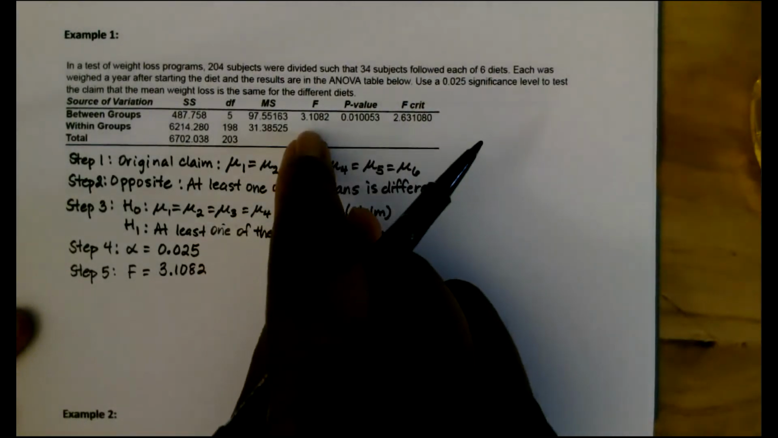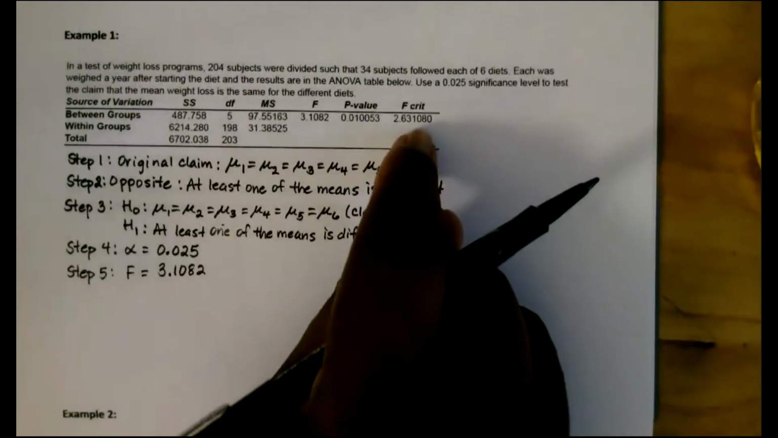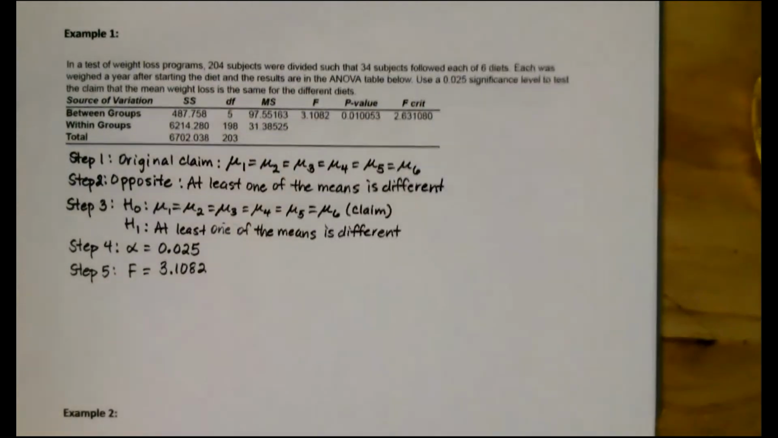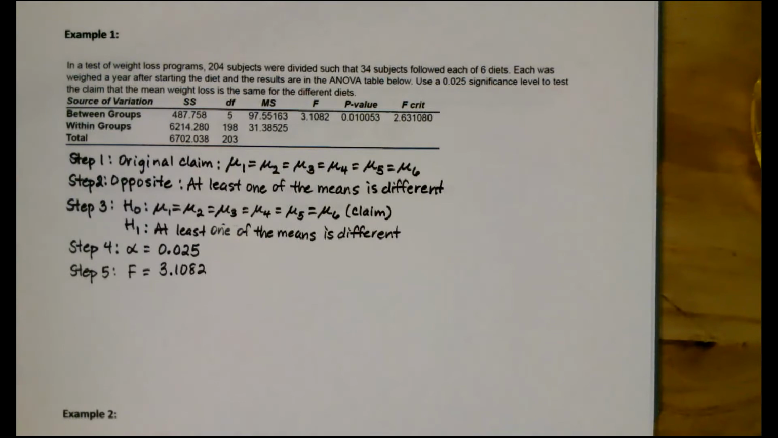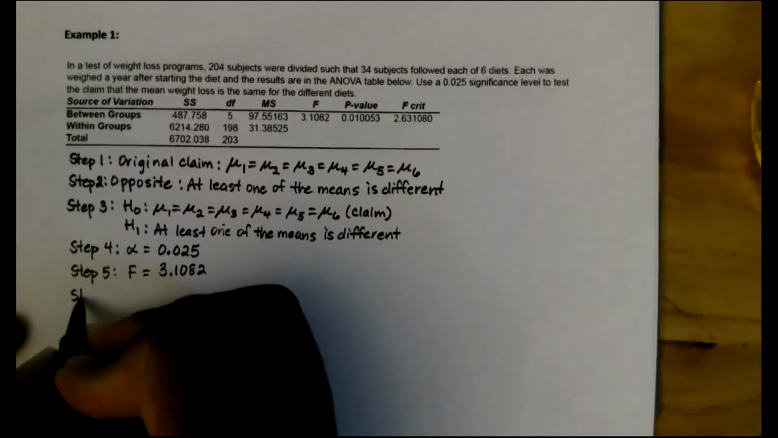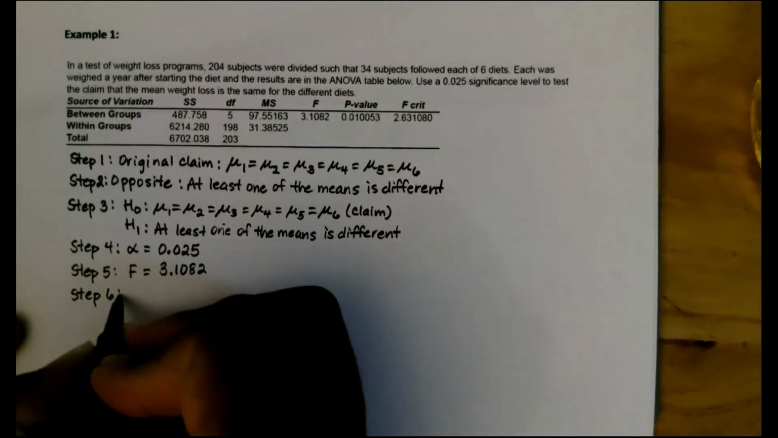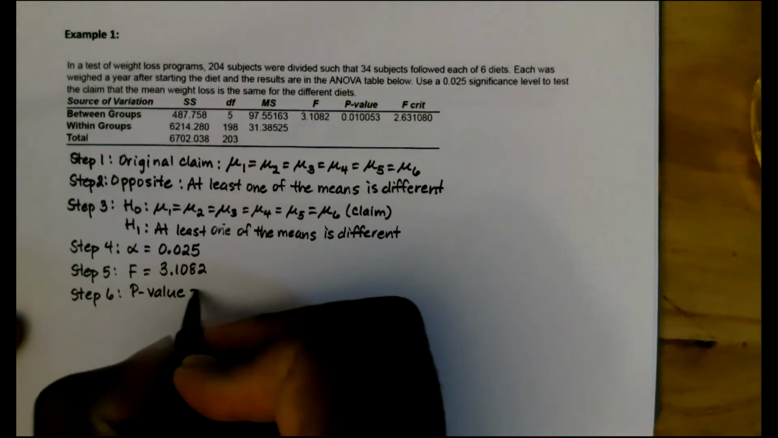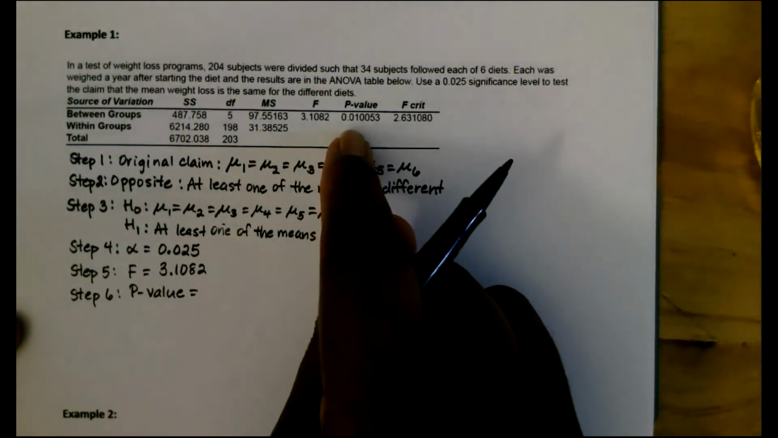Do not get this confused with this. That's the critical value for F. This is our test statistic for F, 3.1082. And then step number 6 is finding the p-value, where the p-value is given to you in that output. Here's your p-value right here.